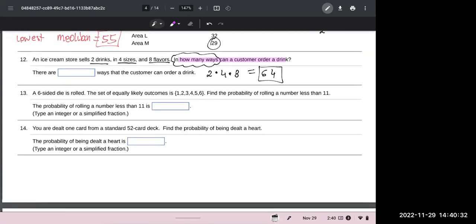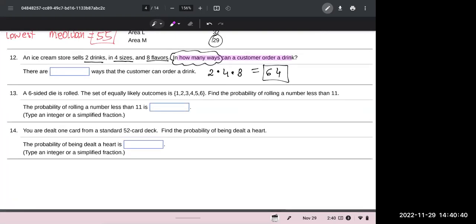Question 13, a 6-sided die, its roll. The set of equally likely outcomes is 1, 2, 3, 4, 5, 6. So that's all possibilities when we roll a die. Find the probability of rolling number less than 11. So you have to find the probability of rolling number less than 11.